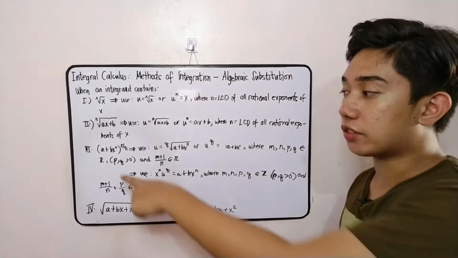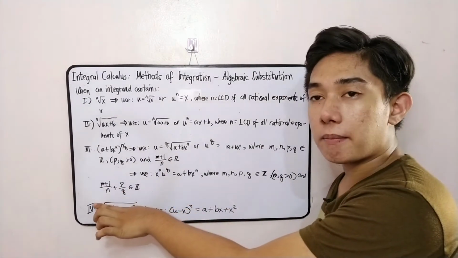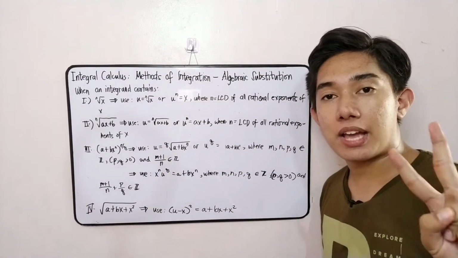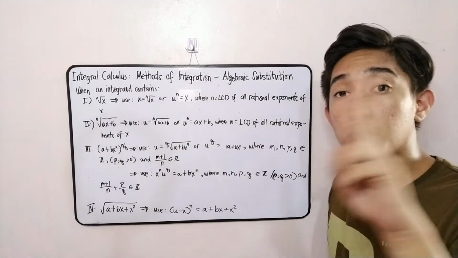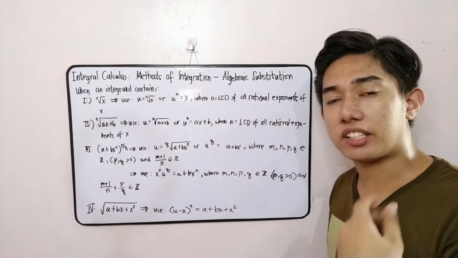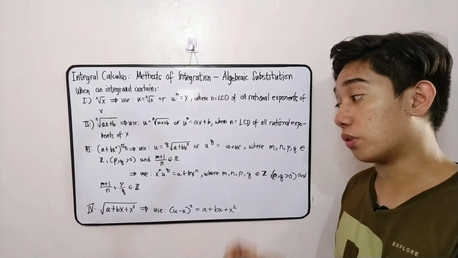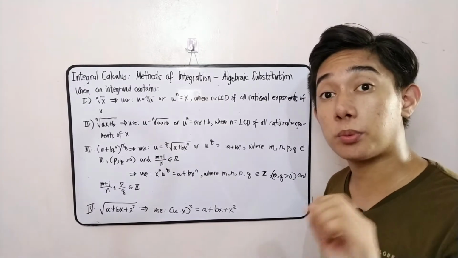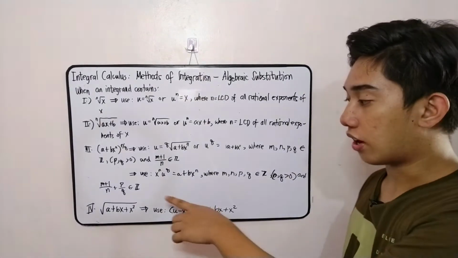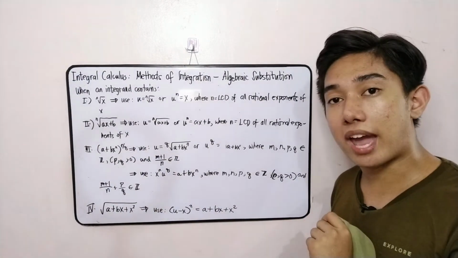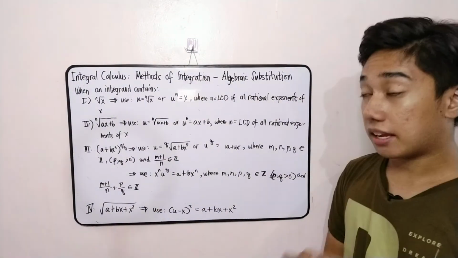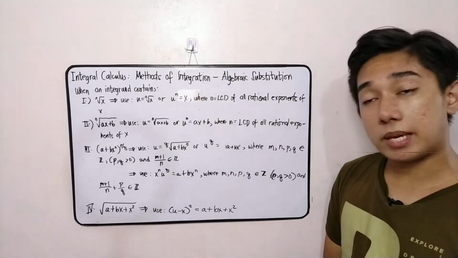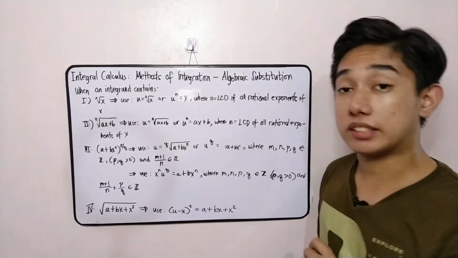And we have another subcase for this case 3. If your m plus 1 over n plus p over q is an element of integer, we need to prove it. In this case, we need to prove if m plus 1 over n is an integer or m plus 1 over n plus p over q is an element of integer. We need to do this to satisfy the cases because there are some complications that we will encounter if we have not proven it. By this case, we will use x raised to n, u raised to q is equal to a plus bx raised to n, where still m, p, q are elements of integers, where p and q are greater than 0, and this will satisfy.